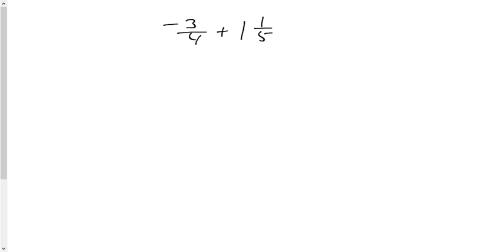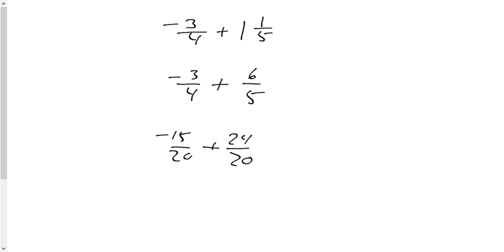Next question is from rational numbers. The addition or sum of two rational numbers that are in fraction form. The first one's negative, the second one's positive. I'm going to change this to negative 3/4 plus 6/5 to find a common denominator of 20. Equivalent fraction will be negative 15/20. Equivalent fraction will be 24/20.